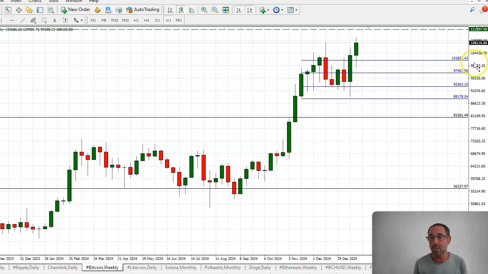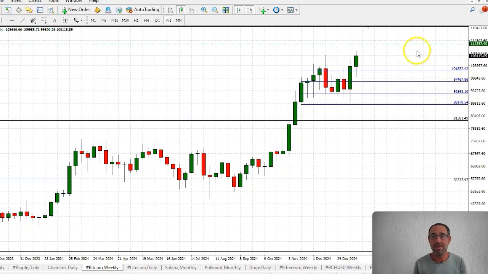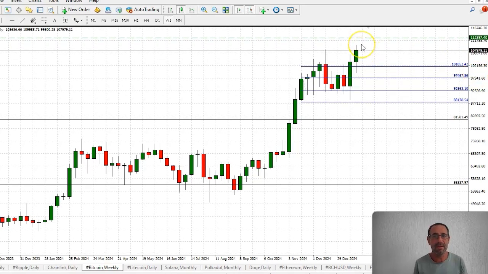So the first one I would like to introduce is the 112,897, right? So we can call it 112,900, just to round it up a little bit. That's the next big resistance key level that I think price action has the potential to go to. And that would be a simple 123.6% taken off the previous opposite move.